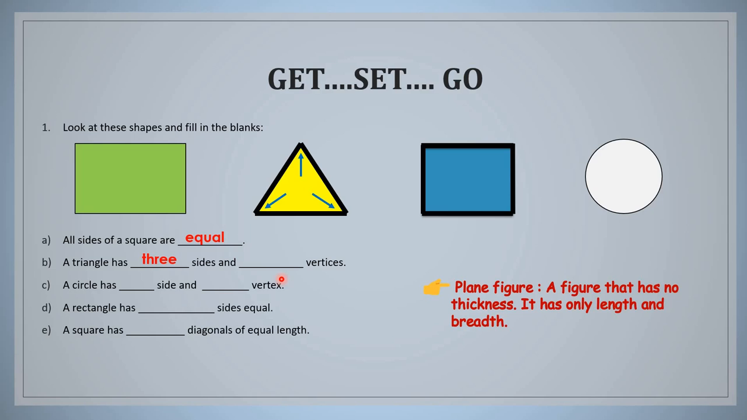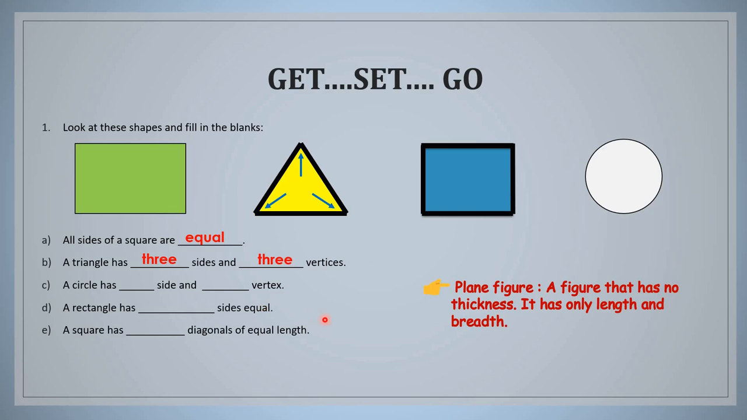And dash vertices. Now what are vertices? Vertices are these blue color markings. So these points of the triangle are known as vertices. So 1, 2 and 3. These are the 3 vertices of the triangle. So a triangle has 3 sides and 3 vertices.